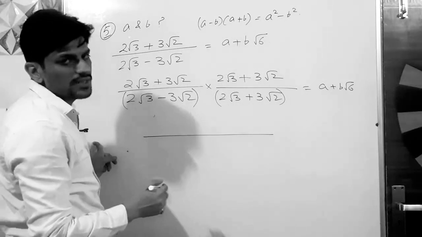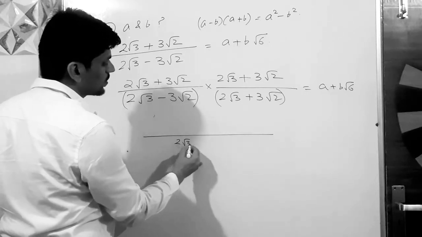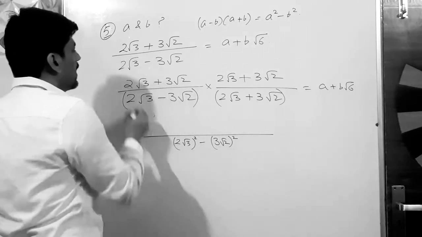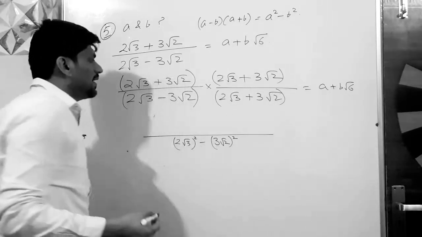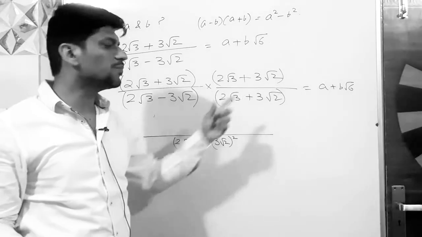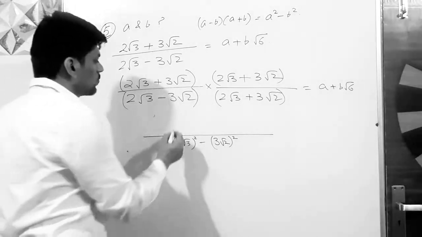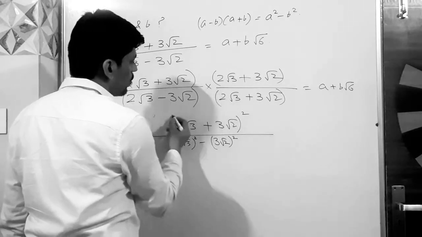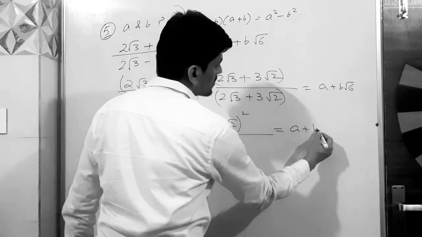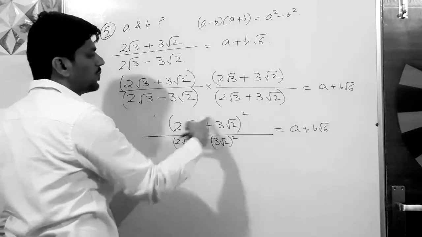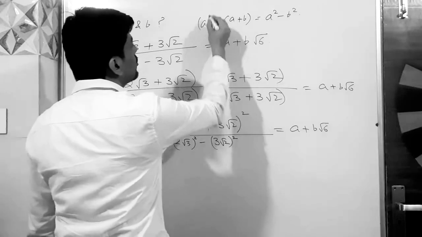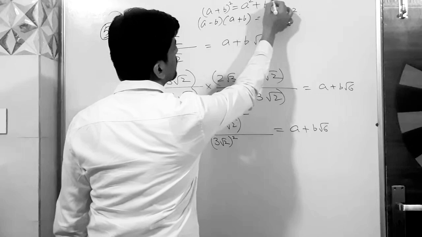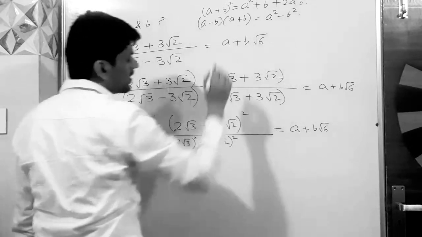If you apply this result, A square minus B square, here A is 2 root 3 squared minus B is 3 root 2 squared. And in the numerator, we have (A plus B) times (A plus B), which becomes (A plus B) whole square. So we can write it as (2 root 3 plus 3 root 2) whole square equals A plus B root 6. If you open this square, we know the identity of (A plus B) whole square is A square plus B square plus 2AB. Follow the identity.